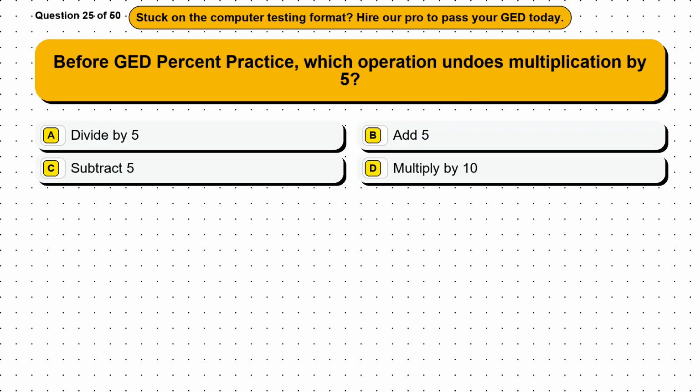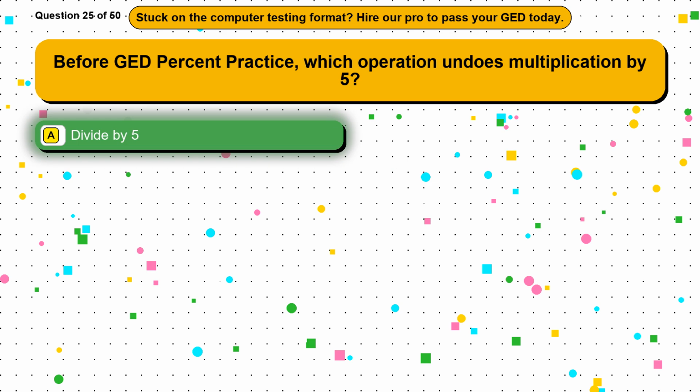Question 25. Before GED percent practice, which operation undoes multiplication by 5? Option A, divide by 5. Option B, add 5. Option C, subtract 5. Option D, multiply by 10. The correct answer is option A.